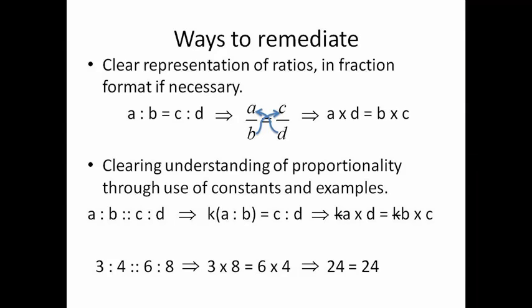So how do we remediate this? Some possible ways are to represent proportional situations more clearly. We can represent the ratios in fraction form so that students are more familiar with the multiplication process. In cases where we showcase proportionality between ratios, we can equate the terms using constants. Using a constant like k is a very handy way of making students know that we are in fact using equivalent ratios.